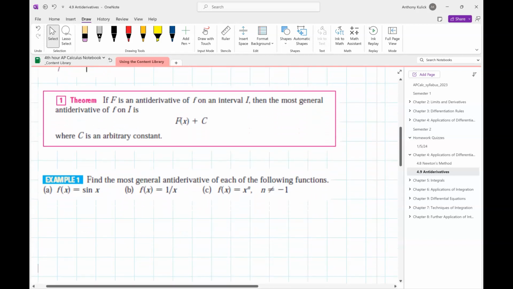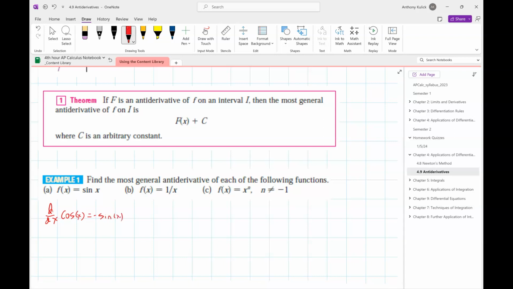So let's do a couple of examples. We're going to look for the most general antiderivative for each of the following functions. So what is going to be our antiderivative of sine x? Right, so we remember that the derivative of cosine x is negative sine x, right? So the derivative of negative cosine x should be sine x. So our antiderivative here should be negative cosine x plus c, because it wants the most general. So I know that should be a plus c.